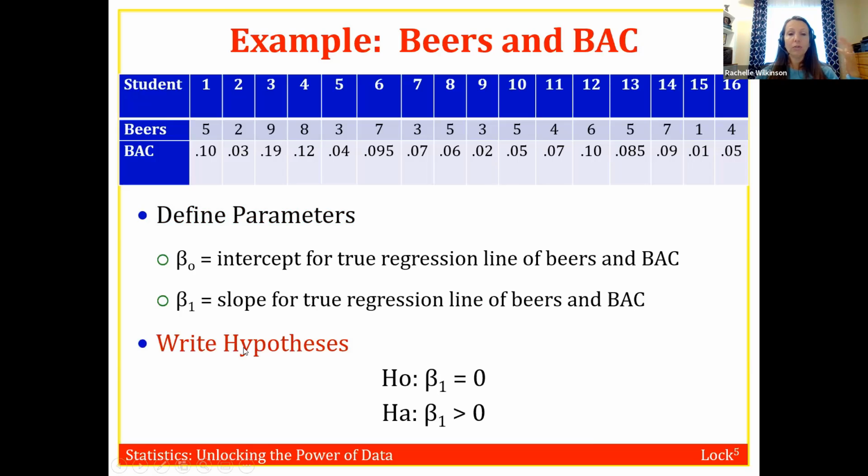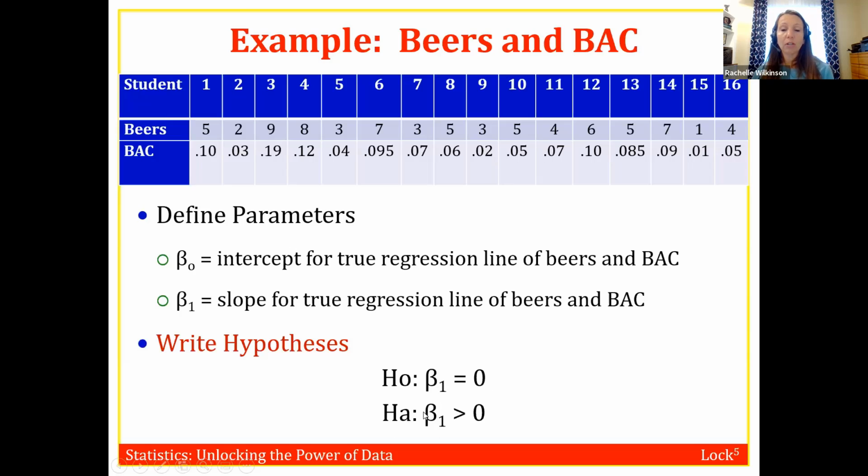So next I'm going to write my hypotheses. I'm going to do a test on the slope. I want to know if beers is useful for predicting blood alcohol content, and the way that I can test that is by doing a test on the slope. My null hypothesis is always the same when I'm doing a test on slope. So it's beta 1 equals 0.